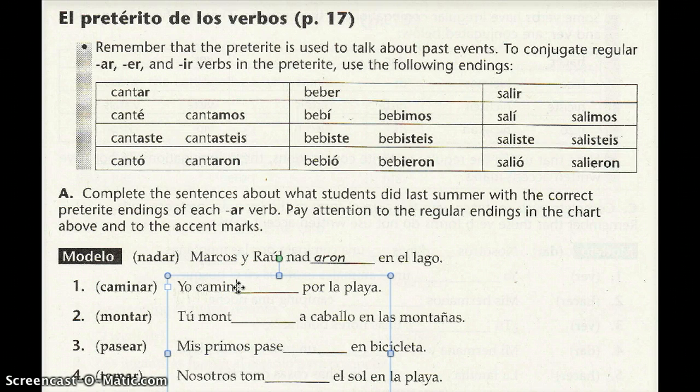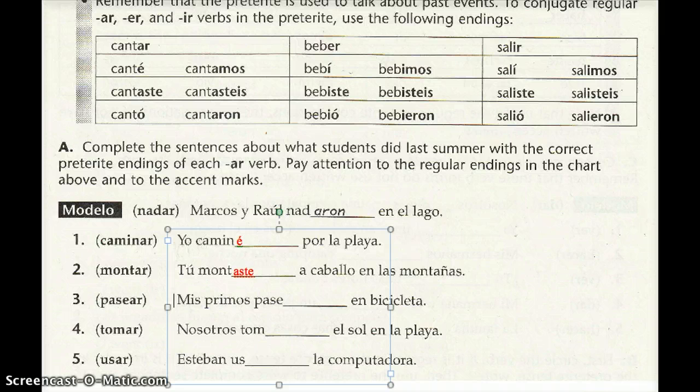So yo caminé. Next up, tú, and the tú form of an AR verb is aste. Montaste a caballo. And the next one, mis primos pasearon. Sorry, I thought it was the verb pasar, and it didn't make sense. Pasearon en bicicleta.